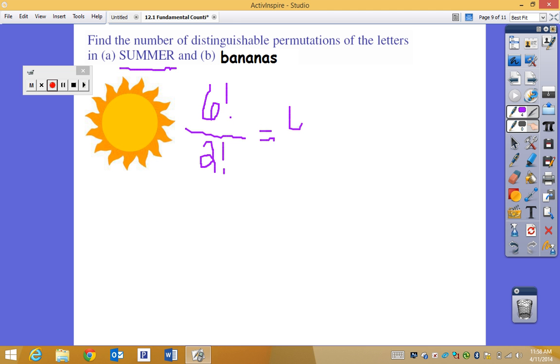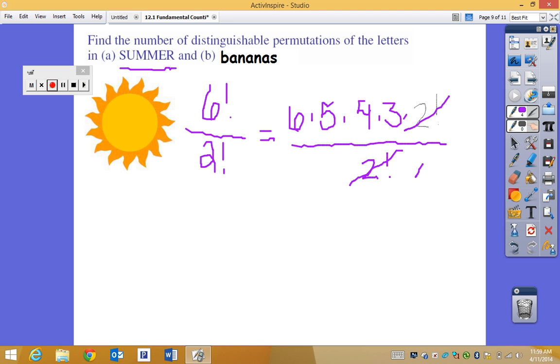So when we calculate that, we have 6 times 5 times 4 times 3 times 2 factorial, divided by 2 factorial. So we'll cancel or simplify that. So we have 6 times 5 times 4 times 3, which means there are 360 different ways that I can make distinguishable permutations of the letters of summer.